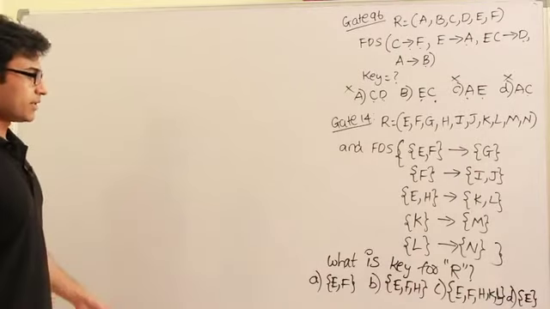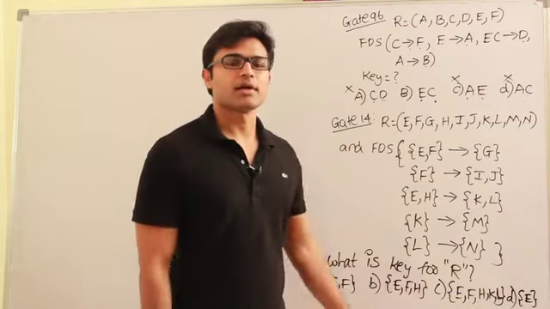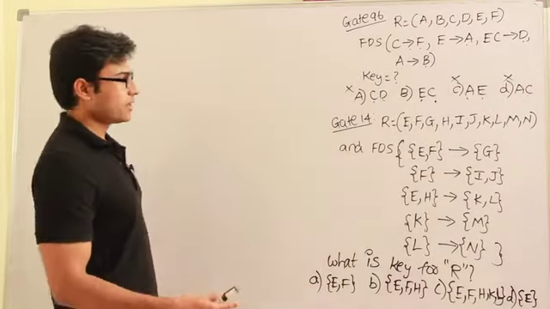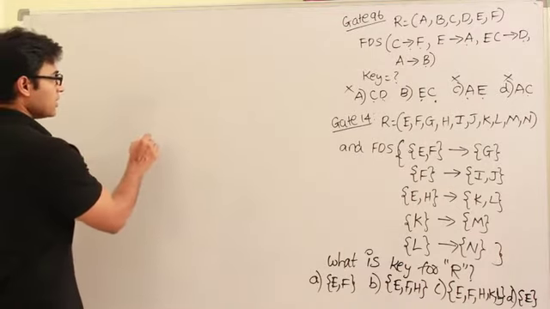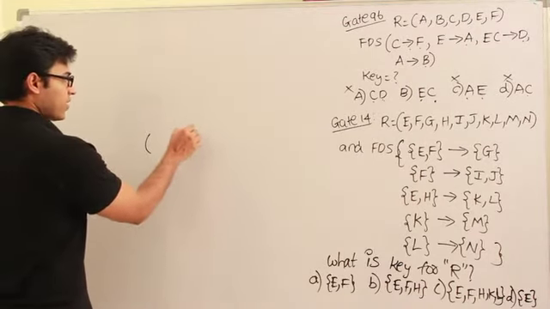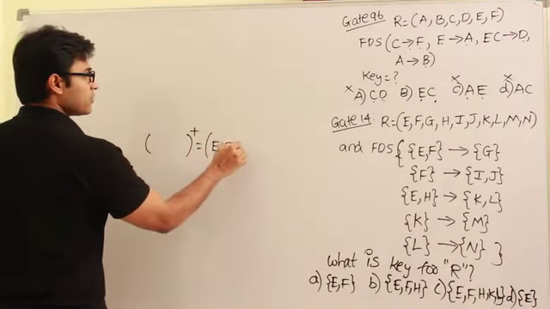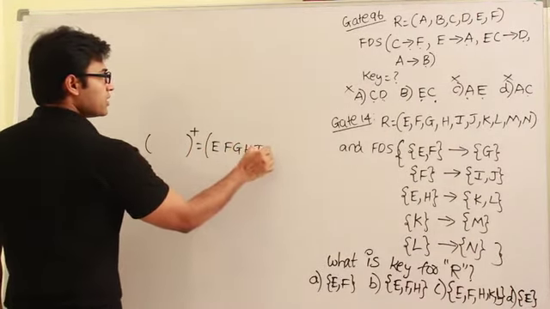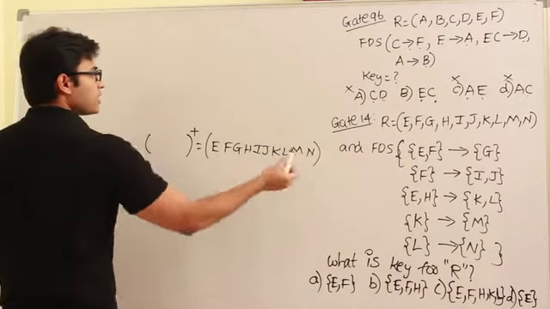So again the same method, you can take each option and you can find out the closure and you can guess which one is the answer, right? That is one method. And the other method is, as I said, we know that I don't know what the key is, but whatever is the key, if I find the closure of it, I am supposed to get all of them. What are they? E, F, G, H, I, J, K, L, M, N, right? I am supposed to get all these attributes.